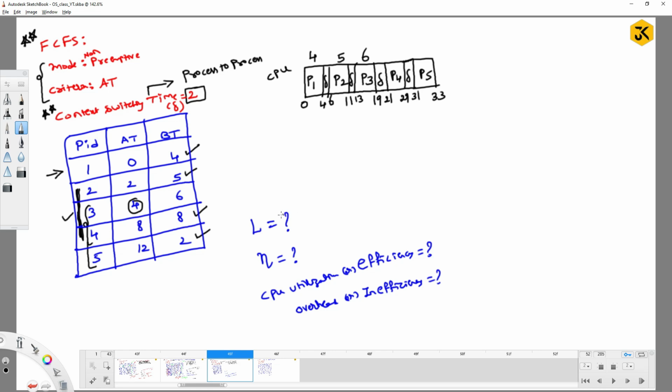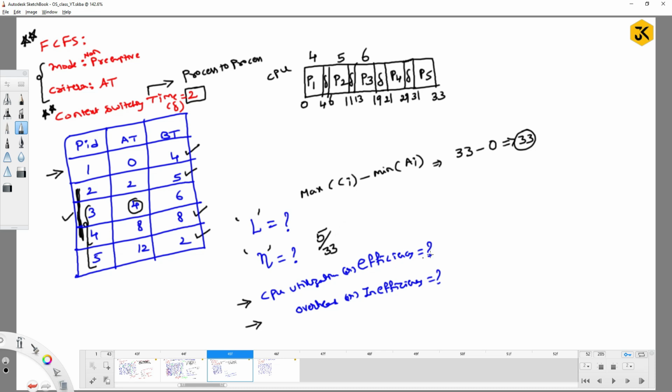Now, what are they asking? Schedule length, throughput, CPU utilization, and overhead on the CPU. Schedule length means the maximum completion time of all processes minus the minimum arrival time of all processes, right? The maximum completion time of all processes is 33, minus the minimum arrival time, which is 0, equals 33. So the L value is 33. And what is the throughput then? Throughput is the number of processes, 5, divided by L, that is 33. 5 by 33 is the throughput.